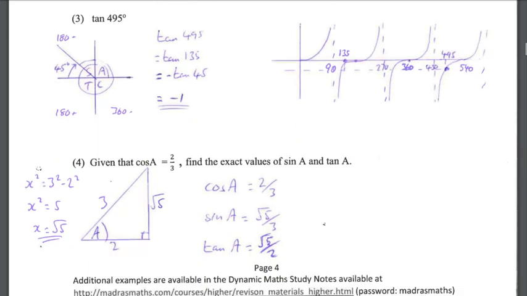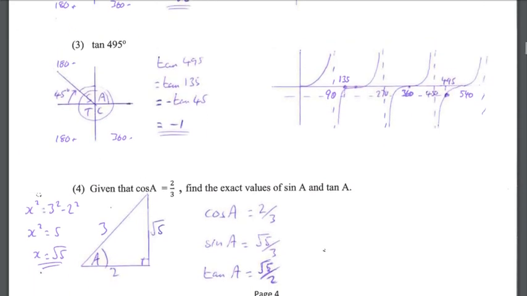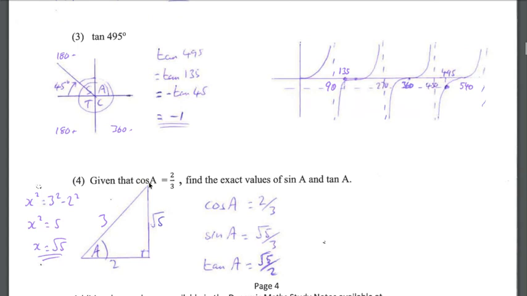Right, one more question. Given that the cosine of angle A equals 2/3, find the exact values of the sine of A and the tangent of A. So cosine is adjacent over hypotenuse, so I've sketched a right angle triangle. The adjacent side will be 2, the hypotenuse will be 3.